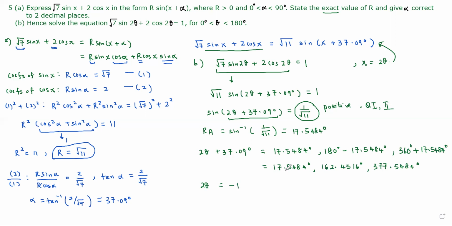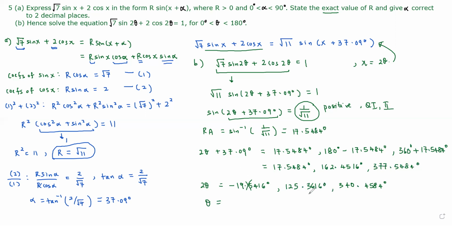That will give us, the first one will give us negative 19.5416 degrees. And we have 125.3616 degrees, and 340.4584 degrees. That is not going to work, it's negative. We want to find theta, so we need to divide throughout by 2. A negative angle divided by 2 is still negative. Let's just ignore this.